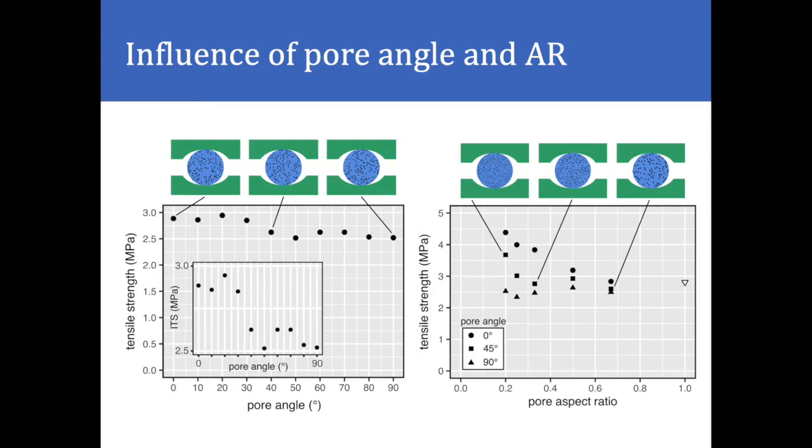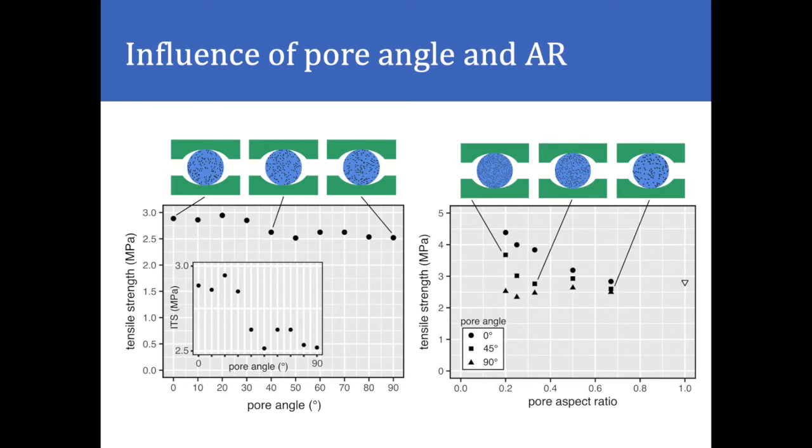These next two graphs show the influence of pore angle and pore aspect ratio on tensile strength. Numerical experiments show that when elongate pores are orientated with their long axis parallel to the loading direction, at 0 degrees, the sample is strong, whereas the sample is weaker when the pores are orientated with their long axis perpendicular to the loading direction, at 90 degrees.